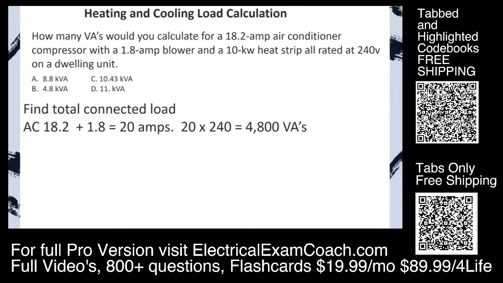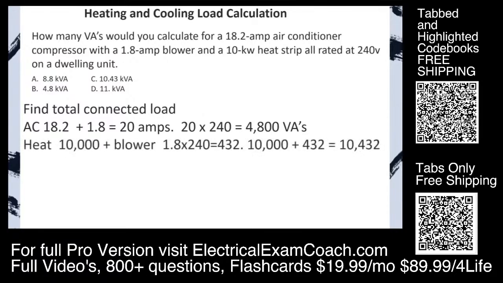Now to convert that over to VAs, all we have to do is multiply 20 amps multiplied by the voltage gives us 4,800 VAs. Now let's do the heat. We have 10,000 to start with, but then we need to add the blower motor. Our blower motor is 1.8 amps multiplied by 240. That gives us another 432 VAs, and then we total the two together.